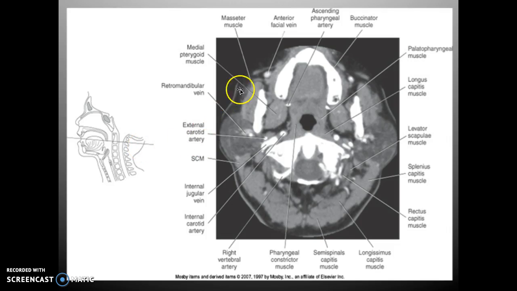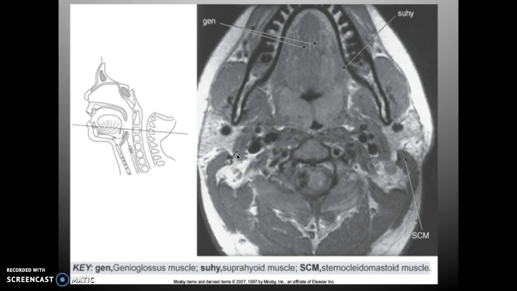The one thing I want you to see here that's a little bit different is that there's an anterior facial vein that I'd like you to make note of. There's also the internal carotid with the internal jugular, and it's actually turning right there. That's why you're seeing it elongated. Your genioglossus muscle and your SCM.